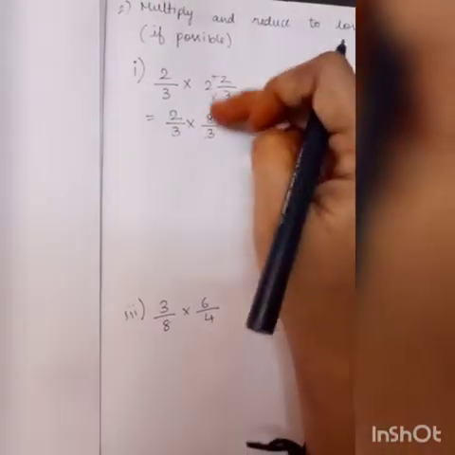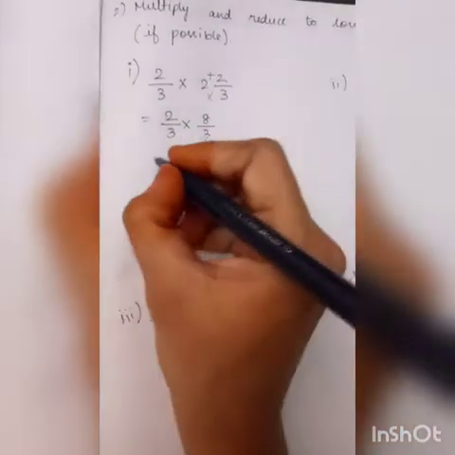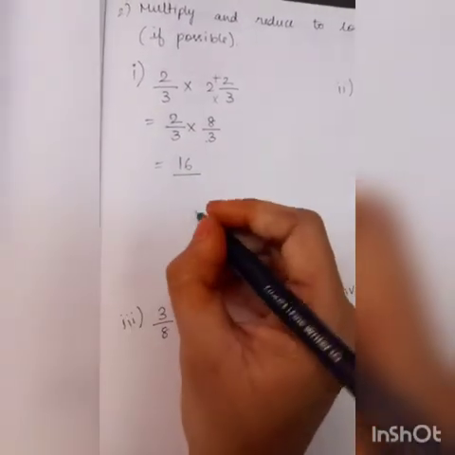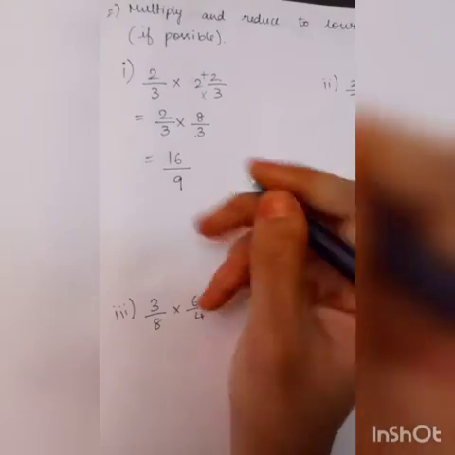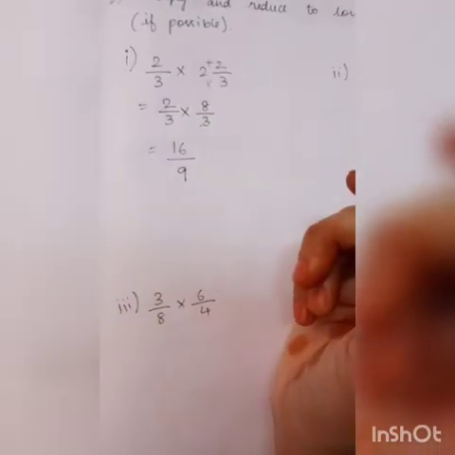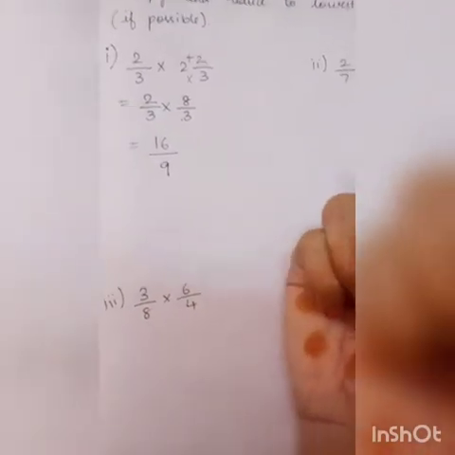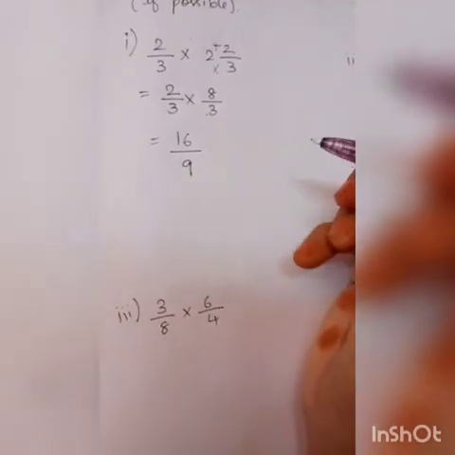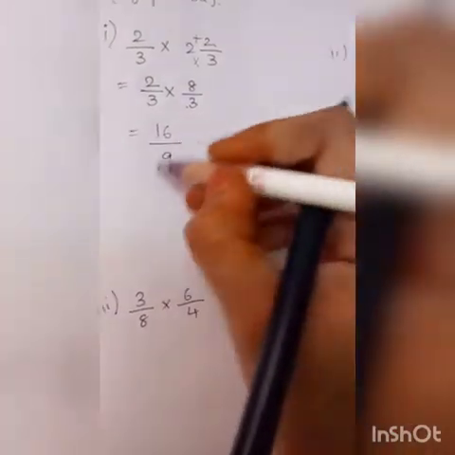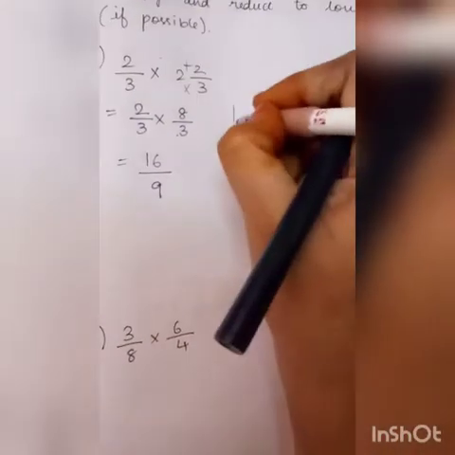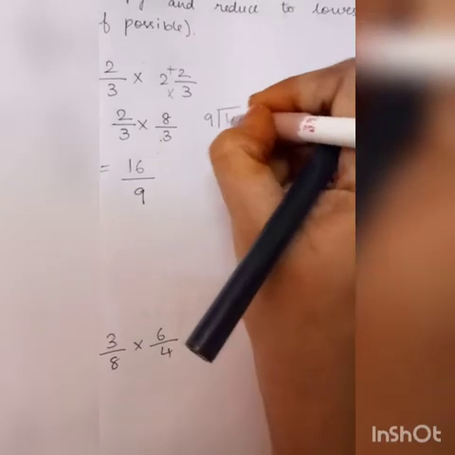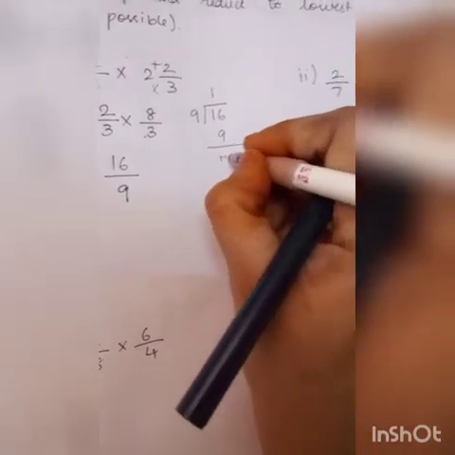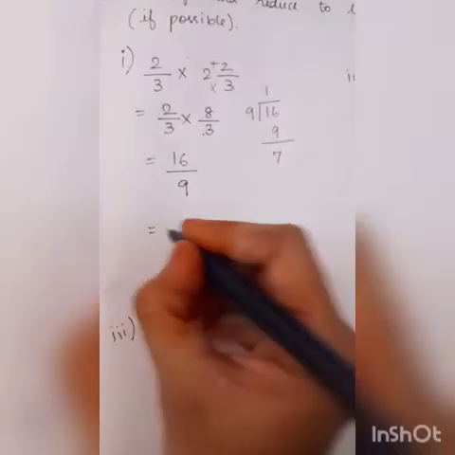Now both have become like a normal fraction. Now 2 8s are 16, 3 3s are 9. Is there any possibility to convert it or cancel it? We can't cancel it. So shall I write it as a mixed fraction? Why? Because it looks like an improper fraction. So we have to convert it into mixed, right? 9, 16 I will write. 9 ones are 9. Remainder 7. So what is my answer?